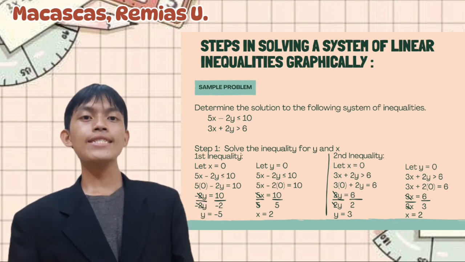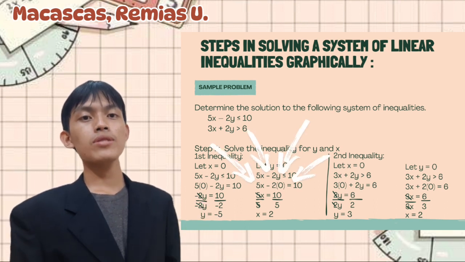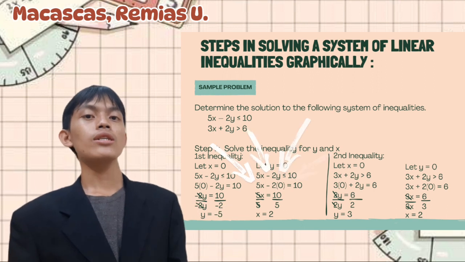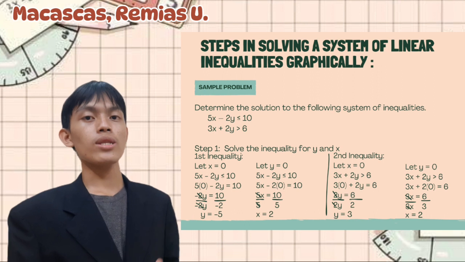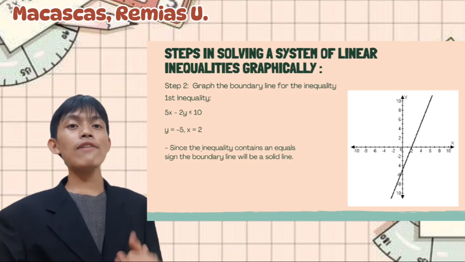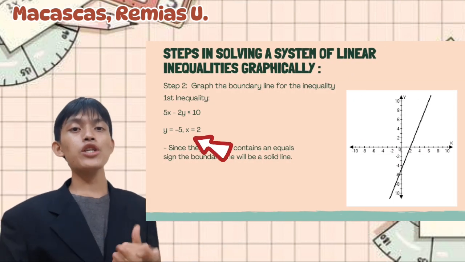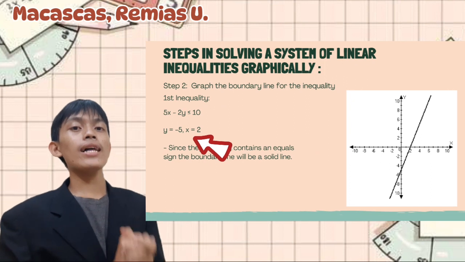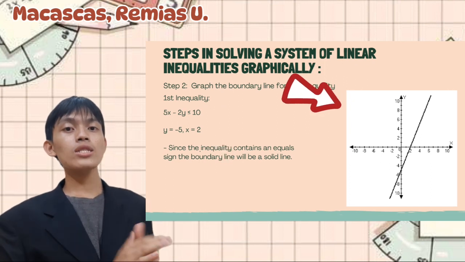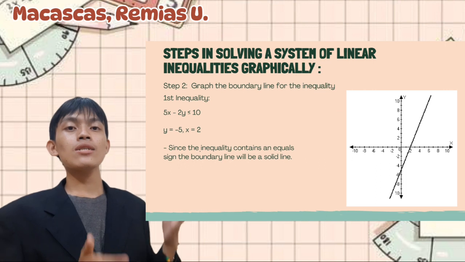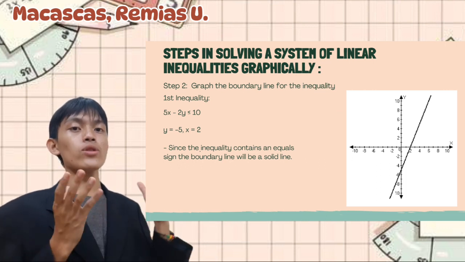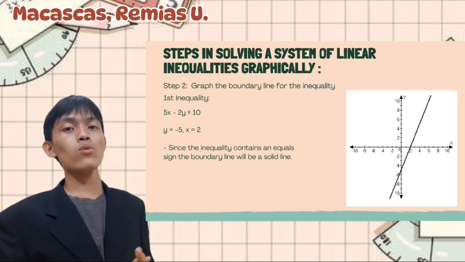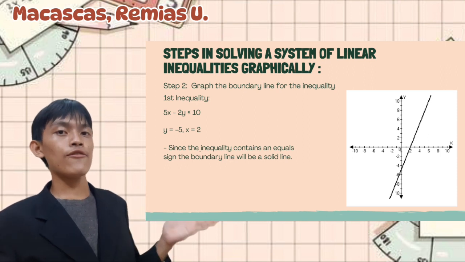Then we find the x-intercept, where y becomes 0, and we do the computation. The same method will be applied to the second inequality, as shown in the PowerPoint. Now that we have the y- and x-intercepts of the first inequality, we make a dot at the respective locations where y is equal to negative 5 and x is equal to 2. Since the inequality sign contains an equal sign, a solid line will be used, just like the graph here.